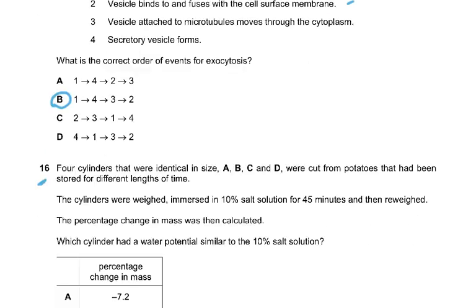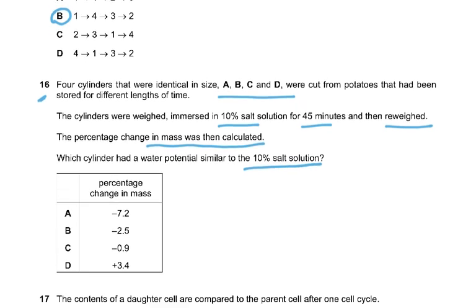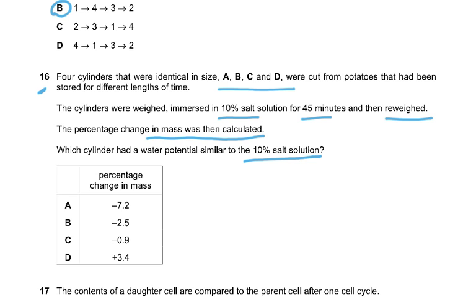Now coming to question number 16. Four cylinders that were identical in size, A, B, C and D, were cut from potatoes that had been stored for different lengths of time. The cylinders were weighed, immersed in 10% salt solution for 45 minutes and then reweighed. The percentage change in the mass was calculated. Which cylinder had a water potential similar to the 10% salt solution? Now we've been given some figures. Percentage change in mass for A was minus 7.2, minus 2.5, minus 0.9 and plus 3.4.